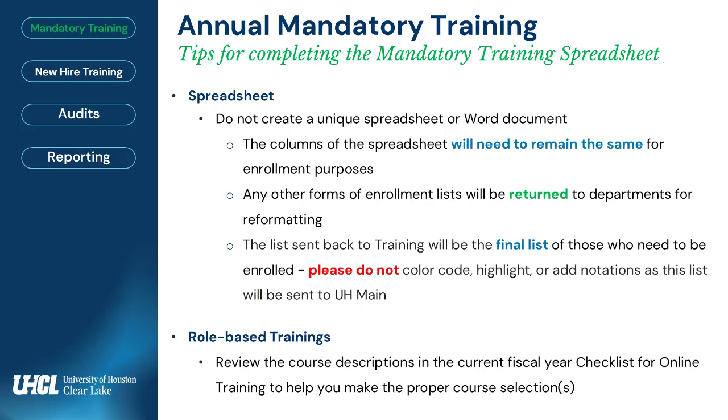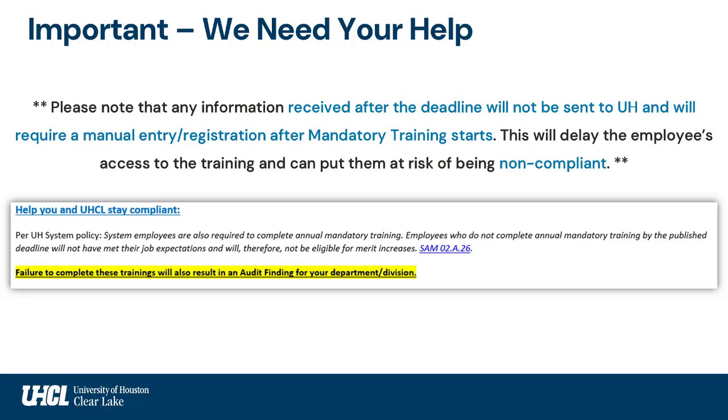Any information received after the deadline will not be sent to UH and will require a manual entry after mandatory training starts. This will delay an employee's access to the training and can put them at risk of being non-compliant. Here's where we need your help. Please help UHCL stay compliant.